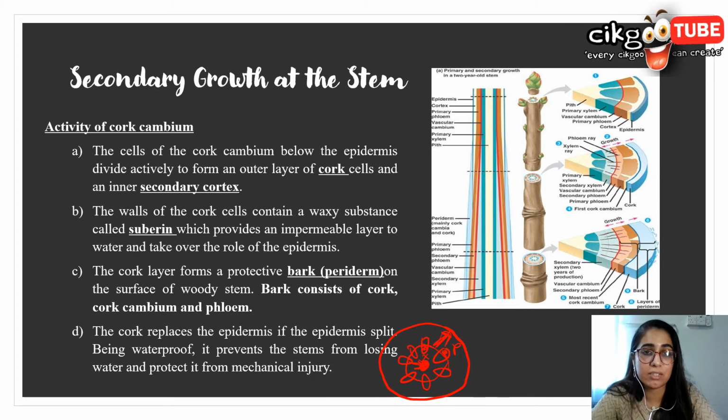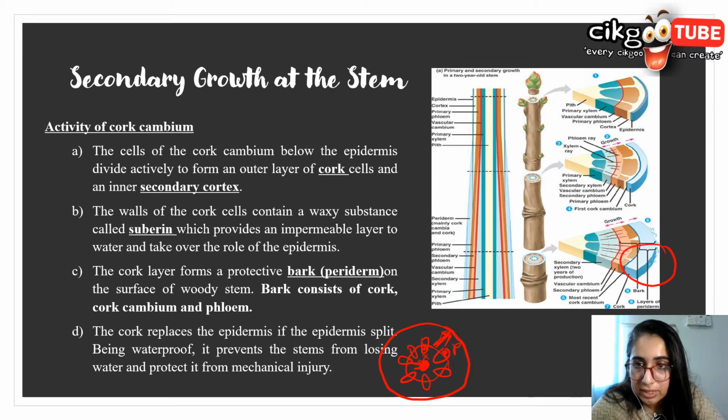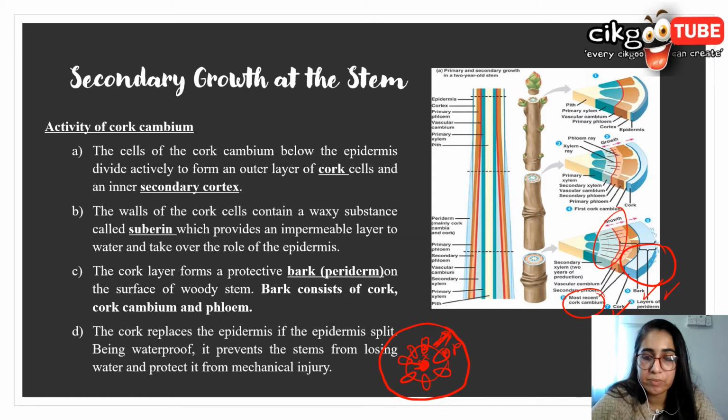This cork layer forms a protective bark, which is actually known as the periderm, on the surface of the woody stems. This bark consists of cork and cork cambium and also phloem. If you look, this is the whole thing: the periderm, the bark, and the cork, then followed by the division of the cork cambium, and then the vascular cambium. I'll show you in the next slide, much clearer from your textbook.